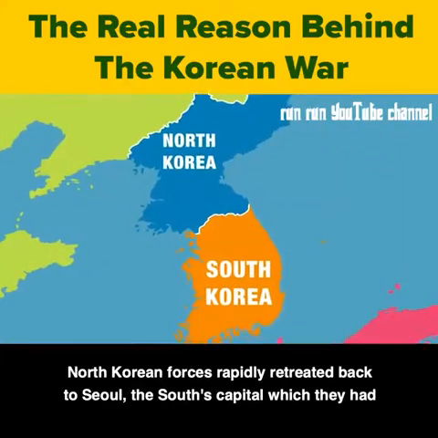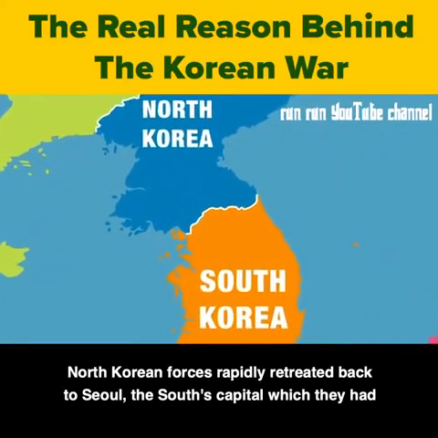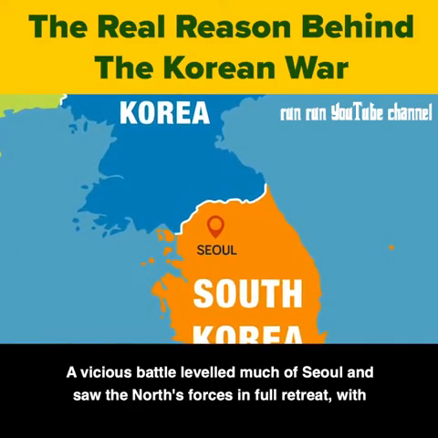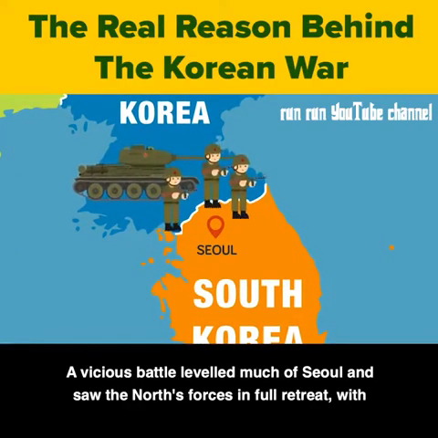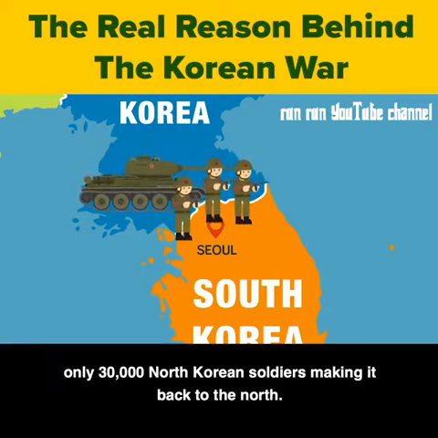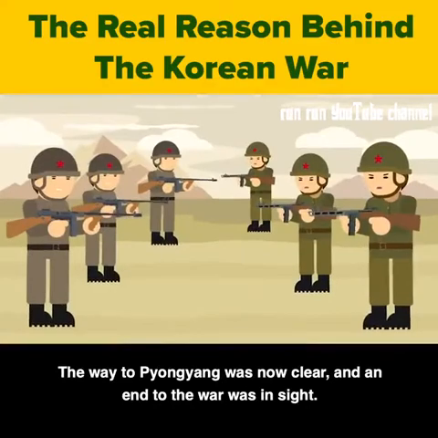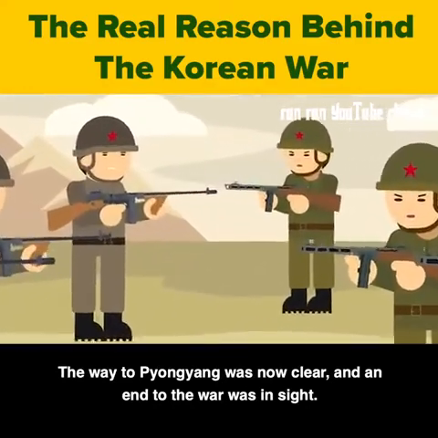North Korean forces rapidly retreated back to Seoul, the South's capital, which they had seized early on in the war. A vicious battle leveled much of Seoul and saw the North's forces put in full retreat, with only 30,000 North Korean soldiers making it back to the north. The way to Pyongyang was now clear, and an end to the war was in sight.